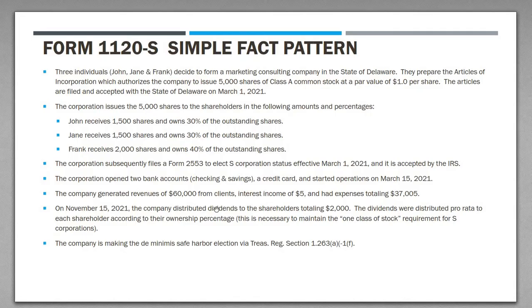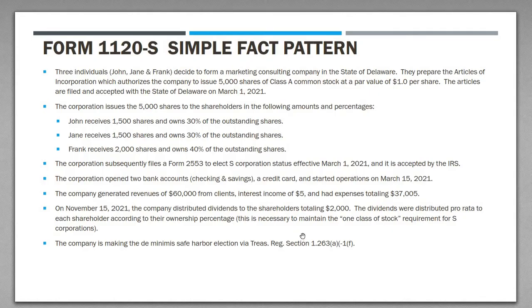Now, if we're looking at the financial statements overall here, the company generated $60,000 in revenue from marketing consulting services for their clients. The savings account generated $5 of interest income, and then overall their expenses totaled $37,005. Okay. Now, in November, they had some profits, and so they decided, well, we're going to distribute a dividend to the shareholders. So they distributed $2,000 as a dividend, and the dividend of $2,000 was distributed pro rata to each shareholder according to their ownership percentage.